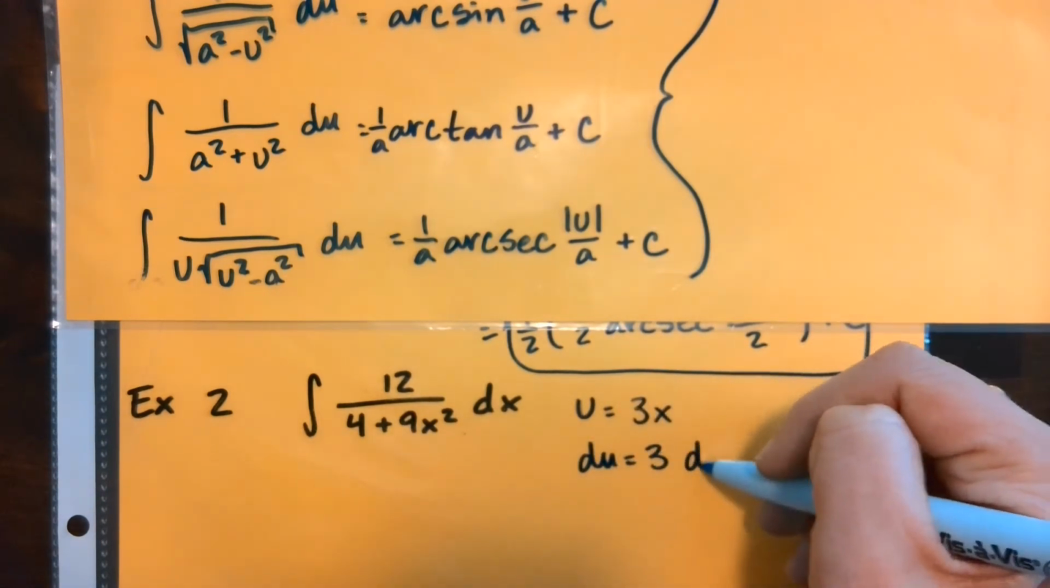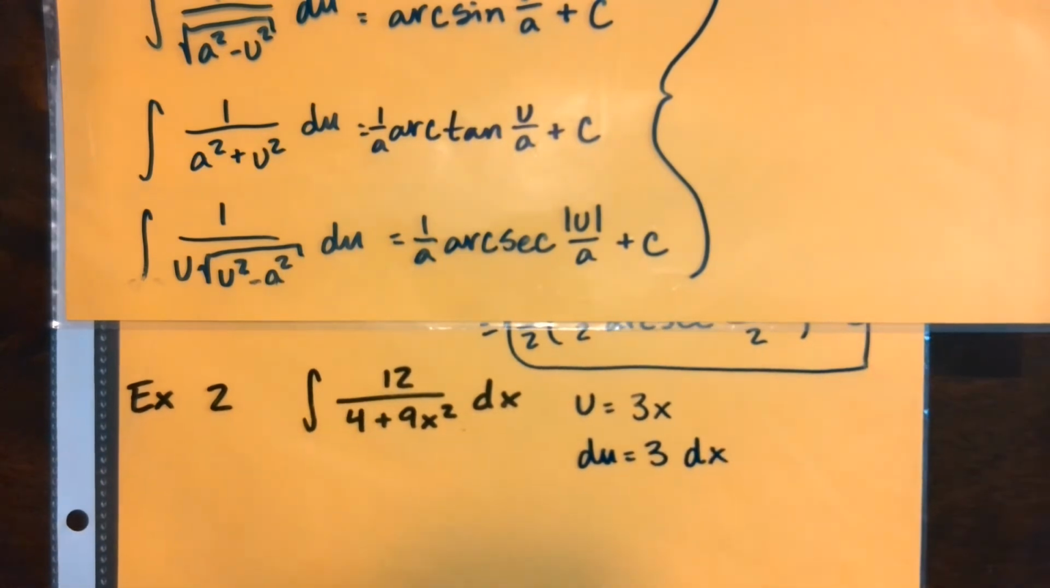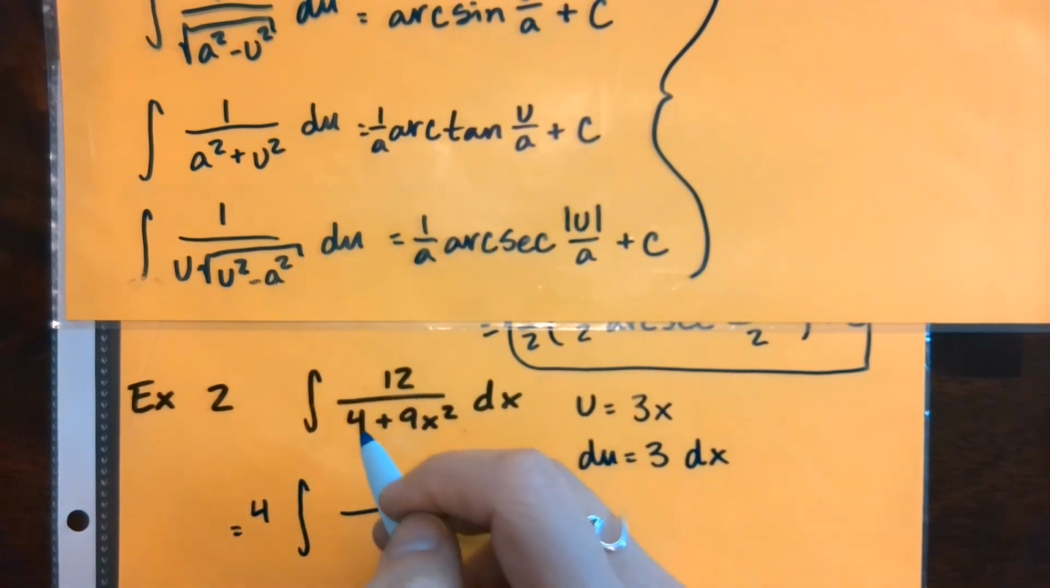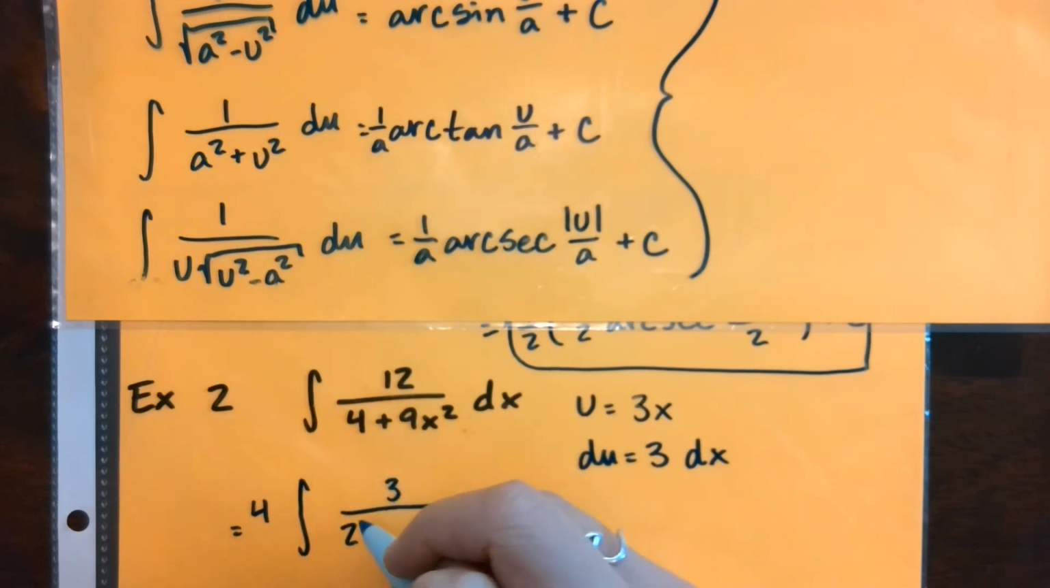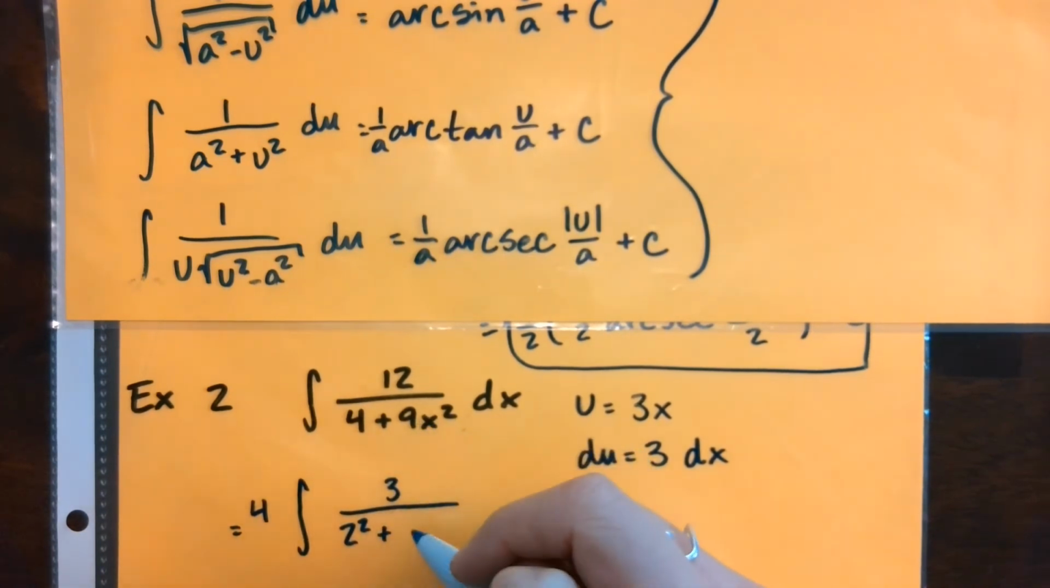So I actually already have a 3 here, but I have 3 times 4. So I want to go ahead and factor out a 4 so that I have just my 3 in the numerator. Like I did on the other ones, I'm going to go ahead and rewrite this as 2 squared plus 3x squared.